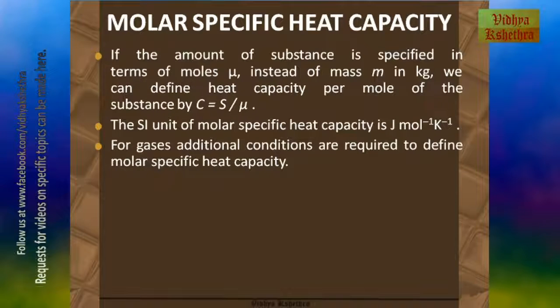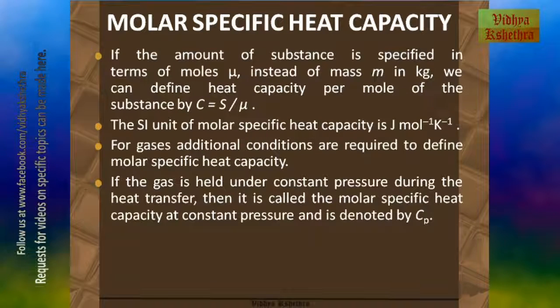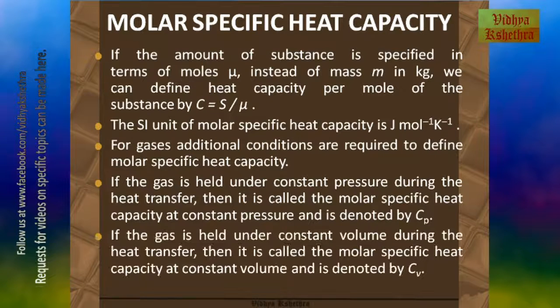But in the case of gases, certain additional conditions are required to define molar specific heat capacity. If the gas is held under constant pressure during the heat transfer, then it is called the molar specific heat capacity at constant pressure and is denoted by Cp. Similarly, if the gas is held under constant volume during the heat transfer, then it is called the molar specific heat capacity at constant volume and is denoted by Cv.